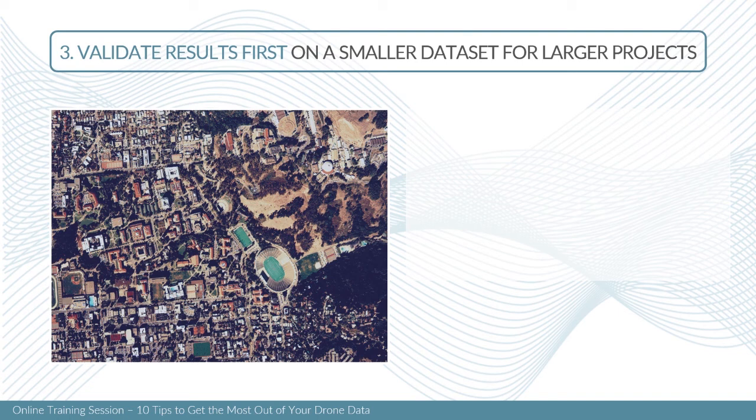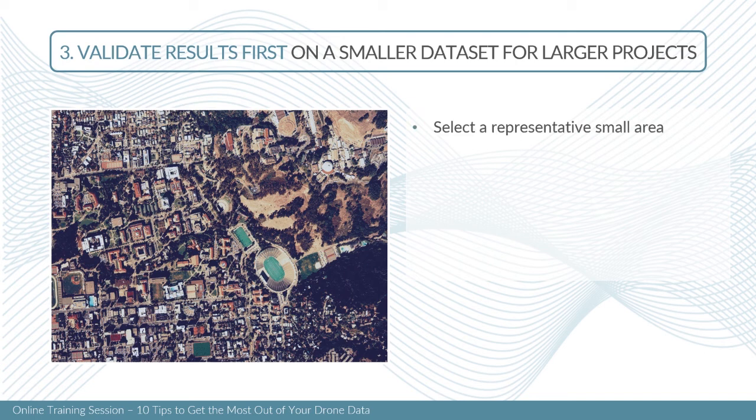Tip number 3, validate results first on a smaller data set for larger projects. If you have a very small project, 100 images, you can start processing of your complete project without any problem. It's going to take maybe 1 hour to get your results. But when you have a very big project, maybe thousands of images, 2,000-3,000 images, then processing the complete project can take many hours and even maybe a couple of days if you reach 10,000 images.